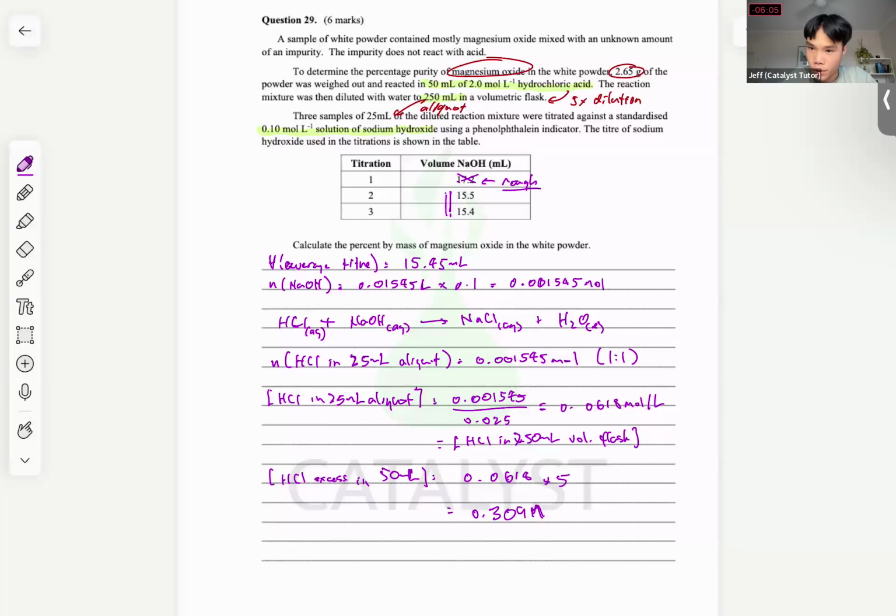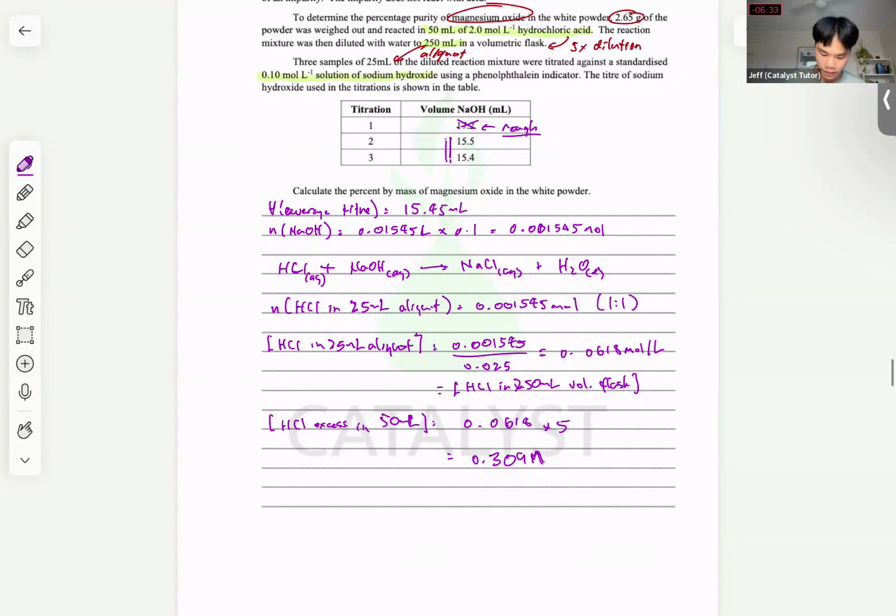Question in the chat, if it's C1V1 equals C2V2, then shouldn't N1 equal N2? As in the moles in the 250 mils, is that what you mean, Jess? Yeah, that's actually true. It would be the same. So you could save a bit of time and just do that. And you would end up having the same moles in the 250 mil as in the 50 mil sample, if that's what you were talking about. Is that right, Jess? Yeah, cool.